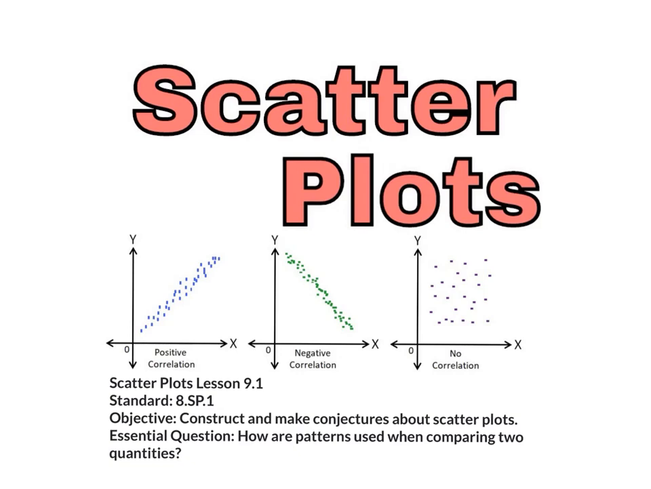Scatter plots, Lesson 9.1. The standard is 8SP1. The objective is to construct and make conjectures about scatter plots. The essential question: how are patterns used when comparing two quantities?